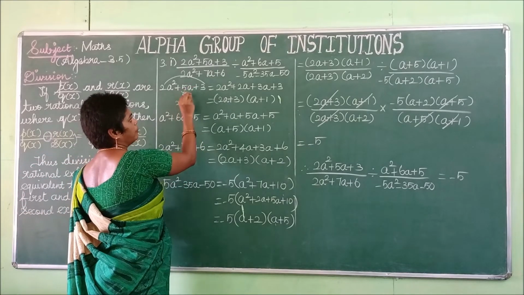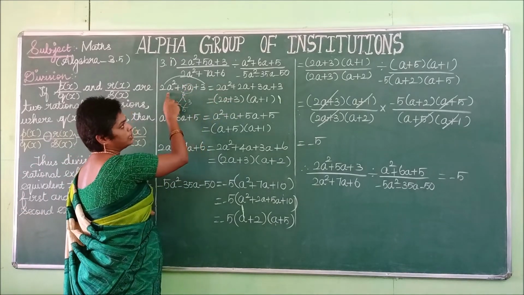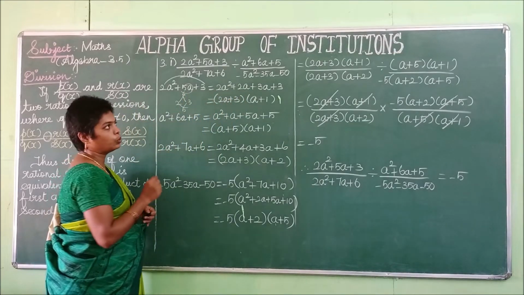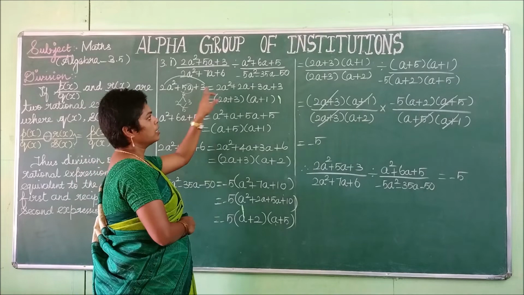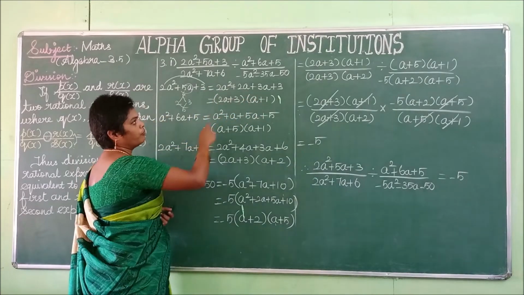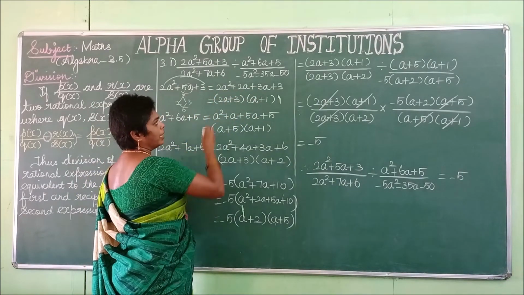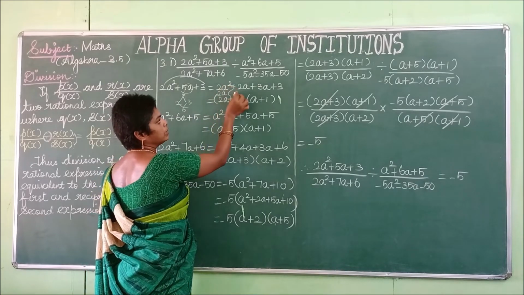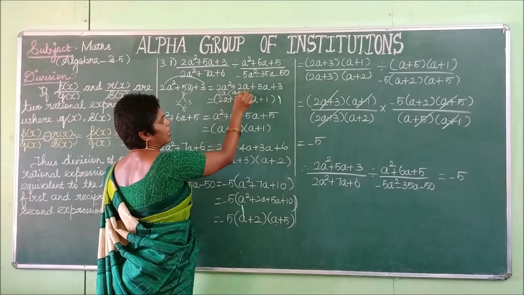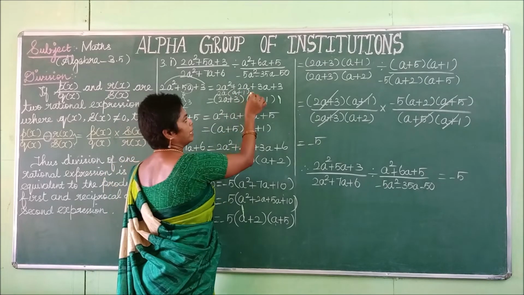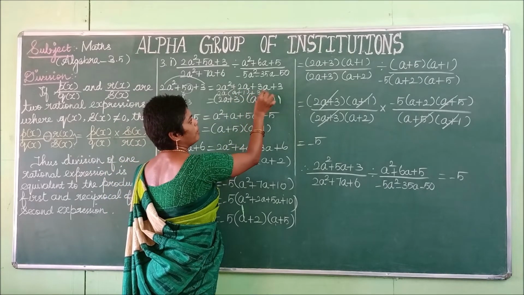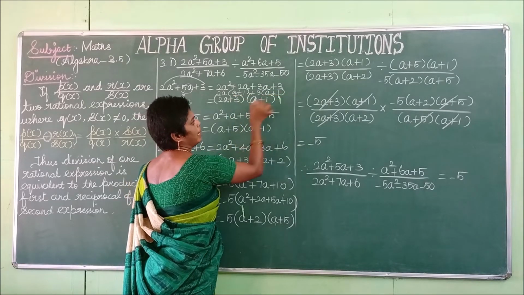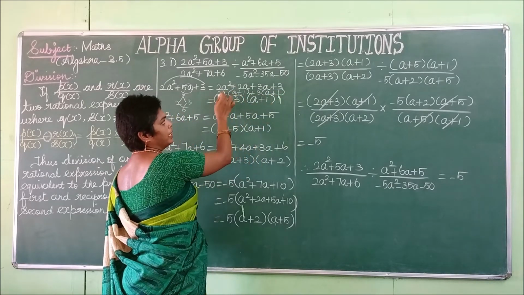Then the center term can be separated and written: the first term 2a squared plus 5a can be rewritten as 2a squared plus 2a plus 3a. The last constant term is plus 3. So from these two terms, you can take 2a as common. If you take 2a as common, what are the other terms? a plus 1. Similarly, here you take 3 as common. What are the balance terms? a plus 1. Take a plus 1 as common. What are the remaining terms?